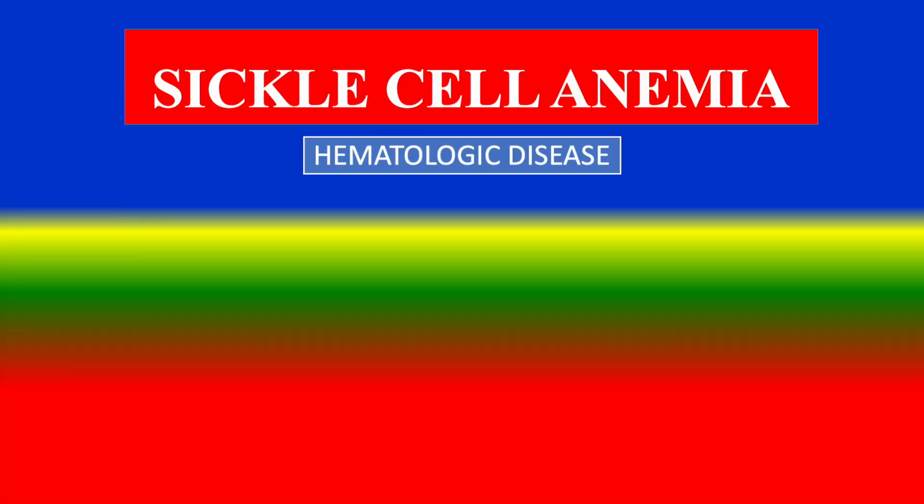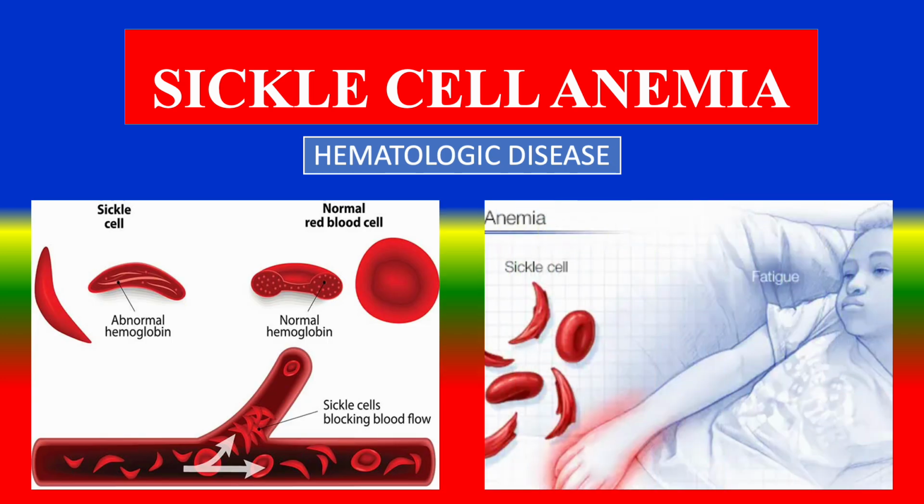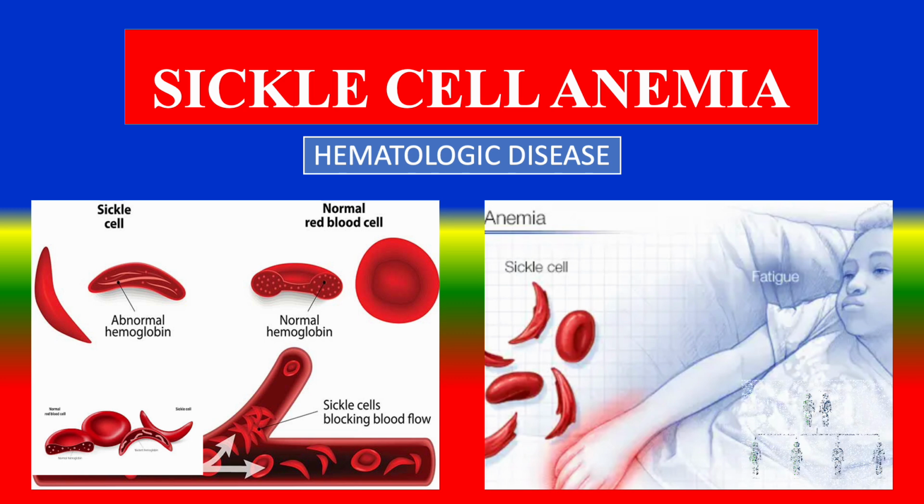Sickle cell anemia is a hematologic disease, a genetic blood disorder. Look at this picture, it shows normal hemoglobin and abnormal hemoglobin. Patients experience fatigue and genetic factors. Details coming up.